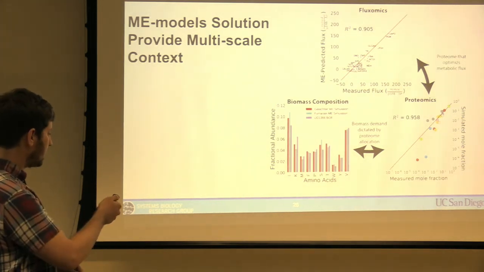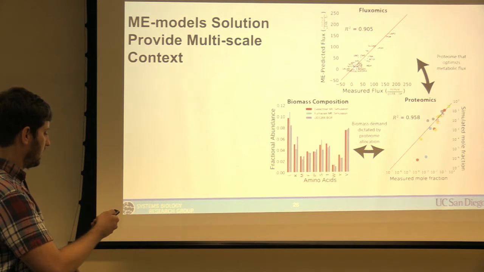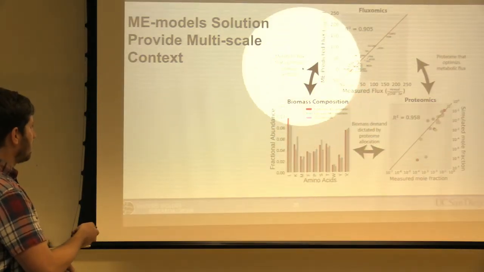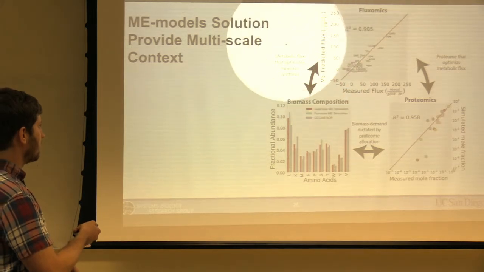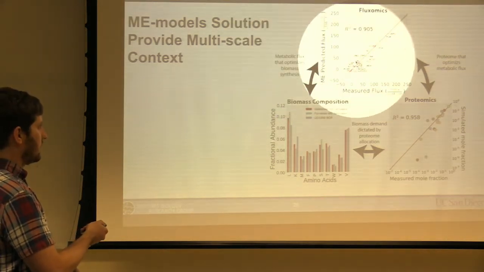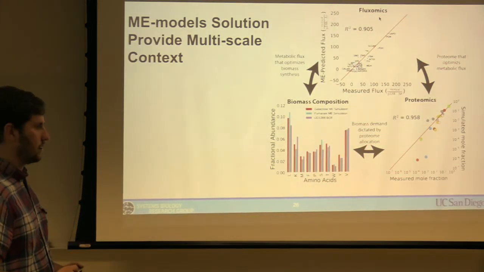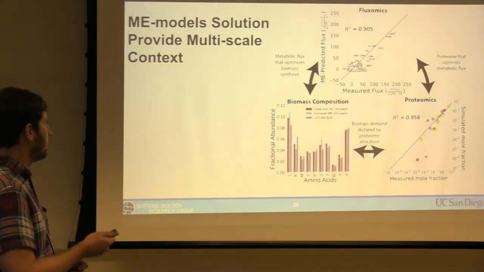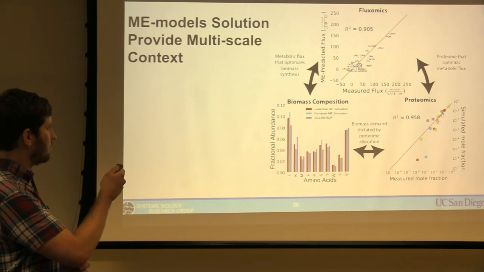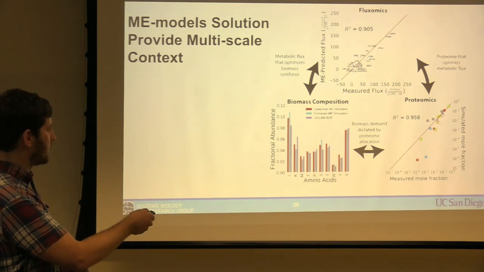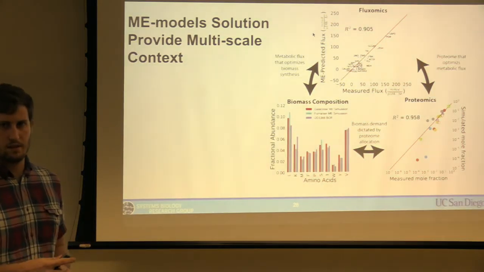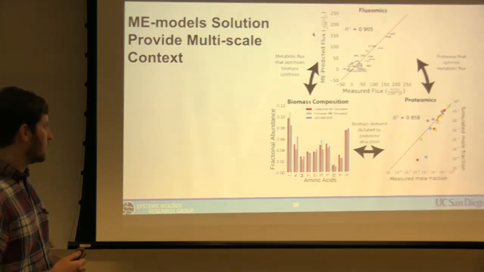So then, to complete this circle, the optimal biomass composition is going to inform the metabolic fluxes throughout the system. So in order for just one ME model to solve, you have to reconcile the organism on all these different levels, which can all be compared to experimental data.